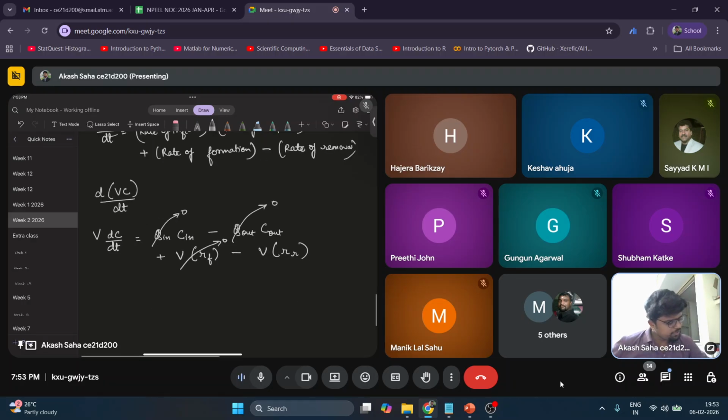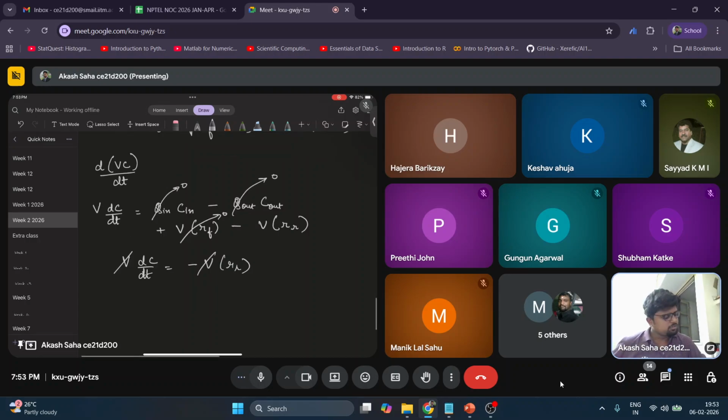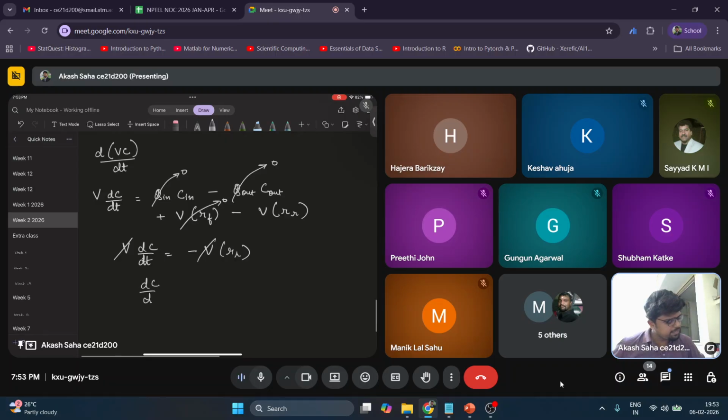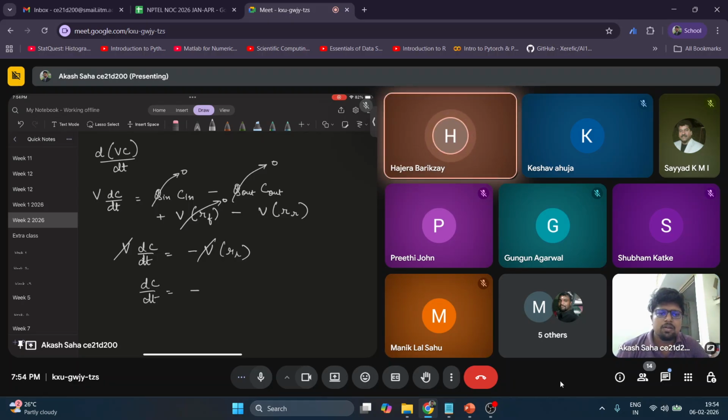Now we can write V dC by dt is equal to minus V into some RR, the rate of removal. So this V and V will cancel again. We will get dC by dt is equal to minus RR. Now, the rate of loss is Kc, a rate constant times the concentration of the compound.